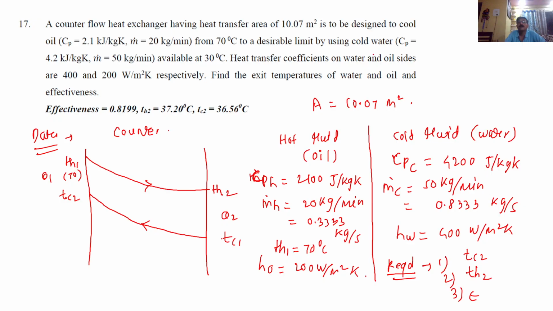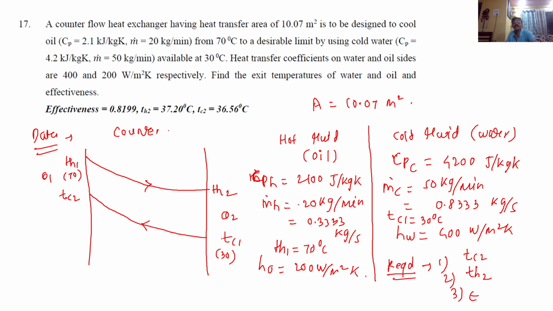Then cold water is available at 30 degrees Celsius, so TC1 is 30 degrees Celsius, that was missing from my side. So TC1 is 30 degrees Celsius, that is given. Okay. And what is asked is the exit temperature of the cold fluid, the hot fluid, and effectiveness. So we'll go for the solution.